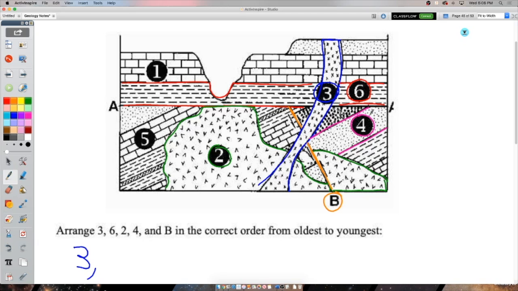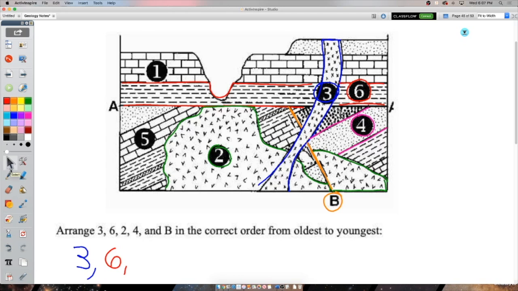Just be careful here. Look at B. We're safe, but notice that if B did crack through 6, B is a fault, right? It's a crack in the lithosphere. If B did cut through 6, B would be younger than 6, but we're safe. It doesn't, right? So this crack happened sometime, and then 6 formed. Some layer formed on top of all that cracked stuff. So after 3, I would definitely say 6. Okay, now things are going to get a little more interesting.